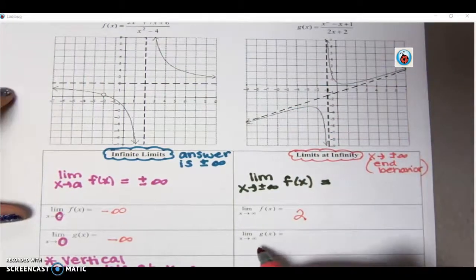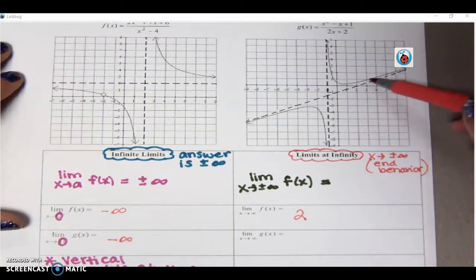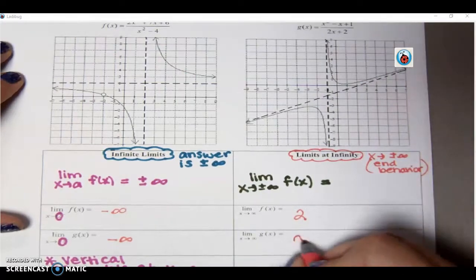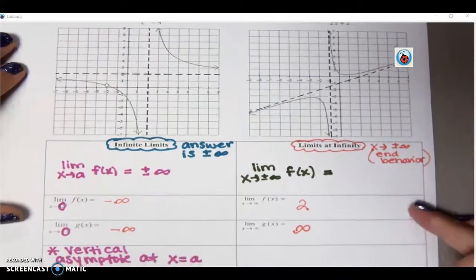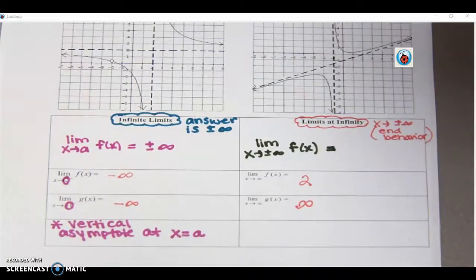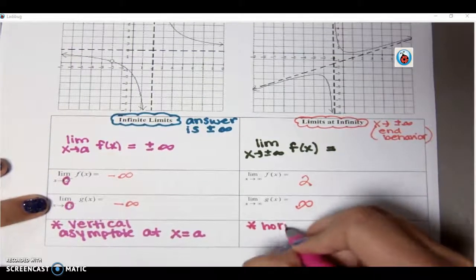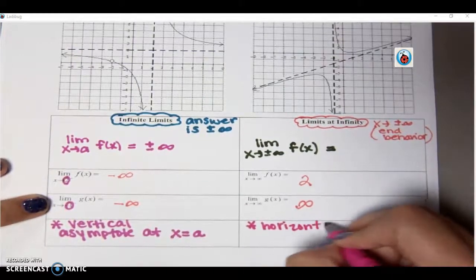And then this says the limit as x approaches infinity, and now we're looking for g of x. So on g of x as x approaches infinity, this is actually going to keep going up forever and ever. So this is going to approach infinity. So when we're talking about limits at infinity, this is going to go with our horizontal asymptote. So it's going to be end behavior. So this is going to talk about horizontal asymptotes.